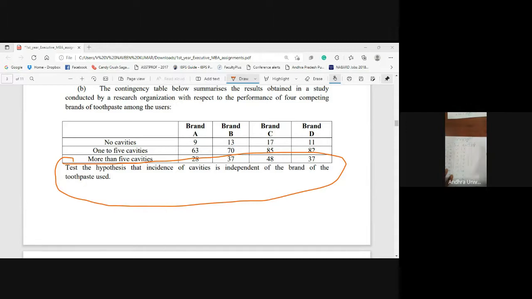Tell me, what is the first one? First O minus E whole square is 1. 1 divided by the corresponding E, 10. 1 by 10 means 0.1. Am I right? Yes, sir. Similarly, the second one, O minus E whole square is 1, divided by the corresponding E, 12. 1 by 12 is 0.08. Next, O minus E whole square is 4, divided by 15. 0.26.